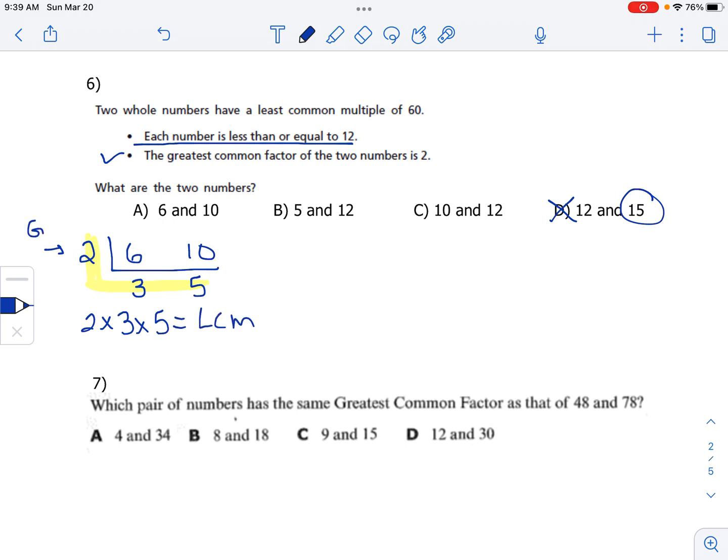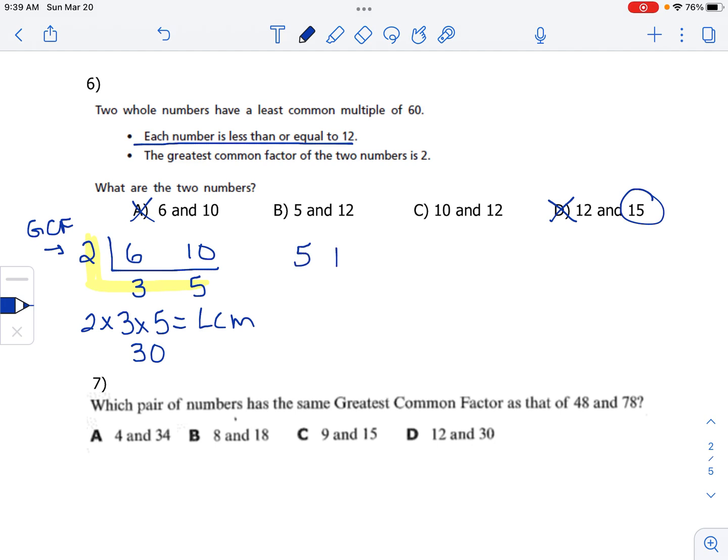Let me label this GCF. All right, so 2 times 3 is 6. 6 times 5 is 30. All right, well, 30 is not 60, so it does not satisfy the top clue. So we got to keep going. It's not choice A. All right, 5 and 12.